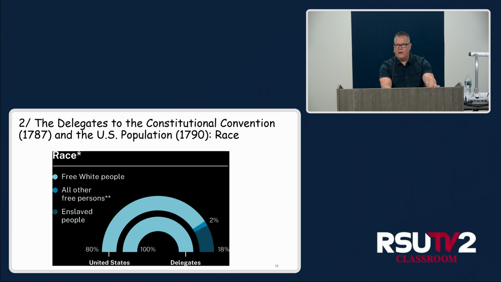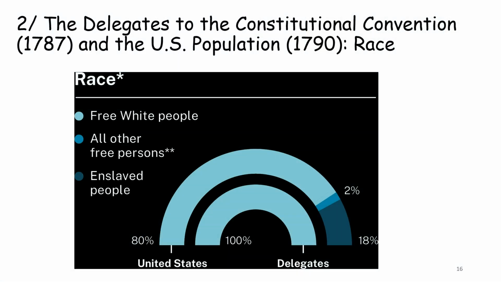So let's stop for a second and talk a little bit about the delegates to the Constitution and just how representative were they? Okay, so when you look at the question of race, among the 13 colonies, 80% of the colonists were considered to be white. 2% were other free people, and then 18%. So keep in mind, almost 1/5 of the population at that time were effectively slaves.